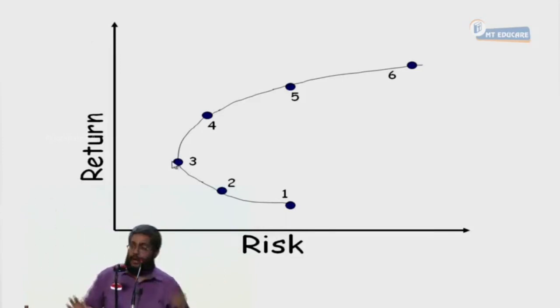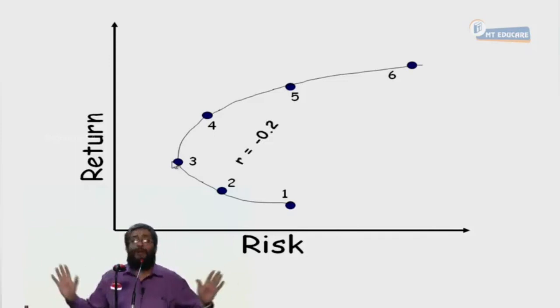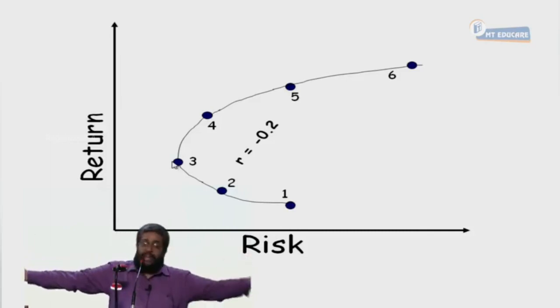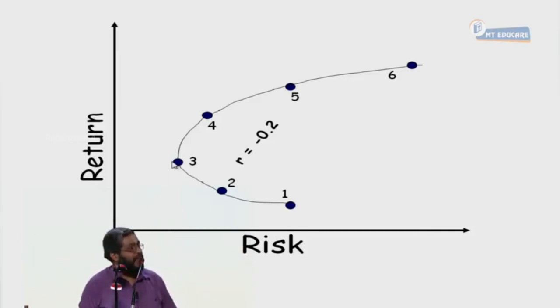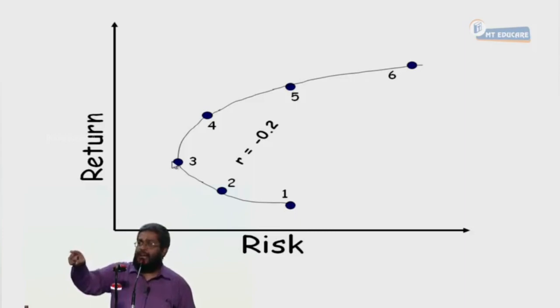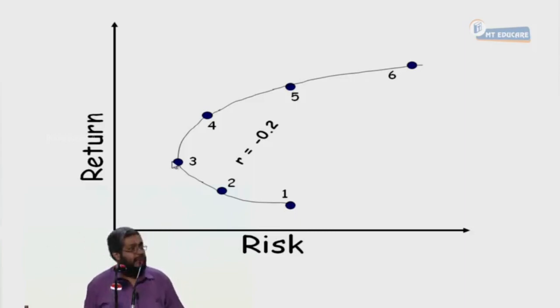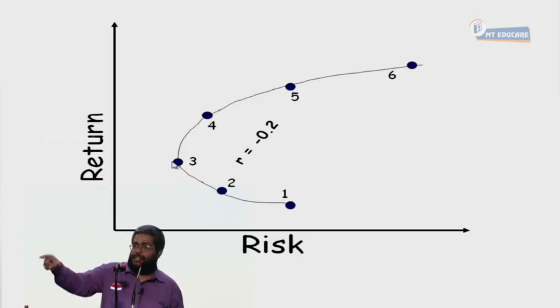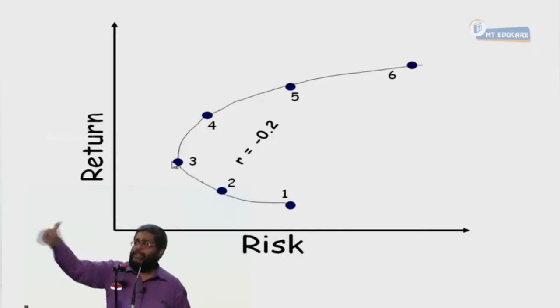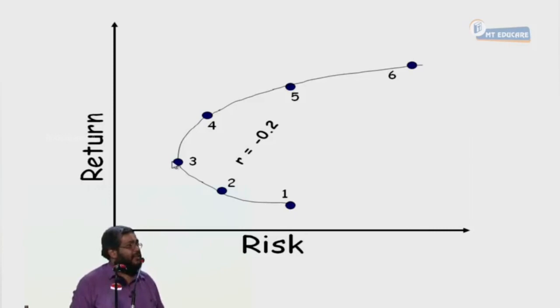Yes or no? Now, this is the curve when the correlation is minus 0.2. There are two extreme correlations, minus 1 and plus 1. When the correlation is minus 1, the equation is W1 sigma x minus W2 sigma y. When the correlation is plus 1, the equation is W1 sigma x plus W2 sigma y. At minus 1 and plus 1 correlation, the square root goes, the squares all go, and it becomes a linear equation. Yes or no?